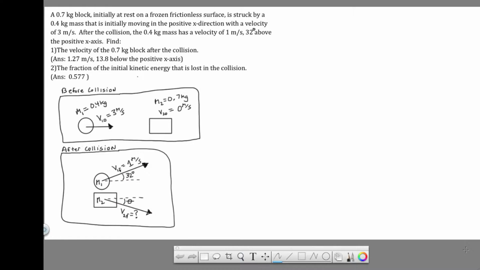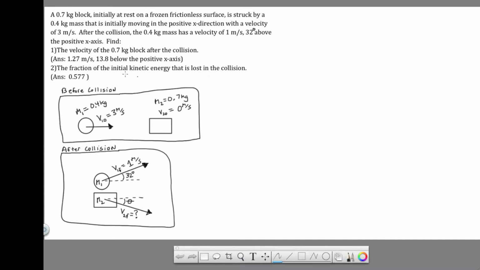All right, so the second question in this problem is to find the fraction of the initial kinetic energy that is lost in the collision. So finding the fraction lost of the initial kinetic energy. I always make the analogy of money. If you have $200 to start with and you lose $50 of your 200, your fraction lost is going to be $50 divided by 200. You lost 0.25, you lost a quarter of your money.